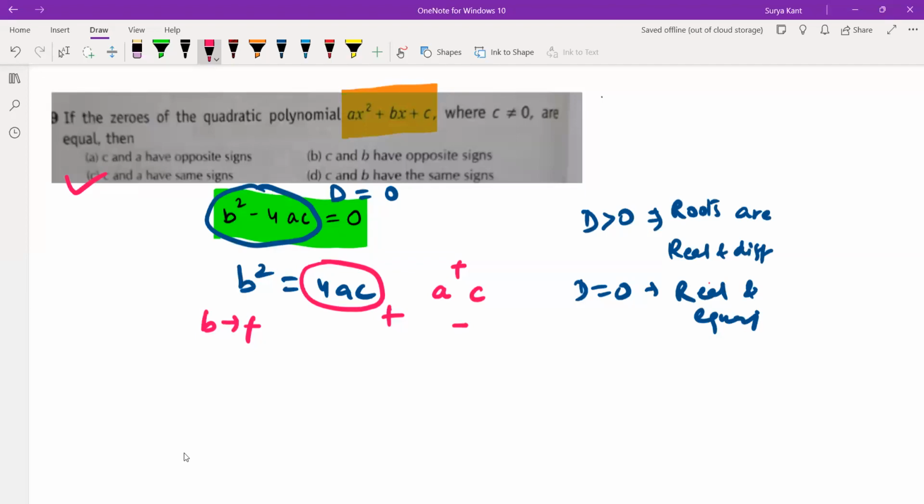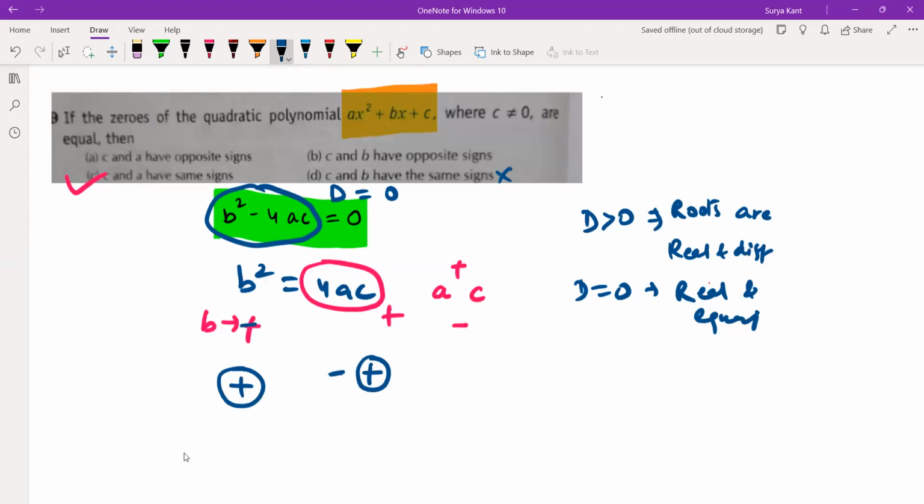Sir, option D can also be correct, right? C and B have the same signs. See, if this case happens, B and C have the same sign. Why is this wrong? I'm telling you. Suppose B is positive, C is also positive, and A is negative. If that happens, A can be negative, who knows?